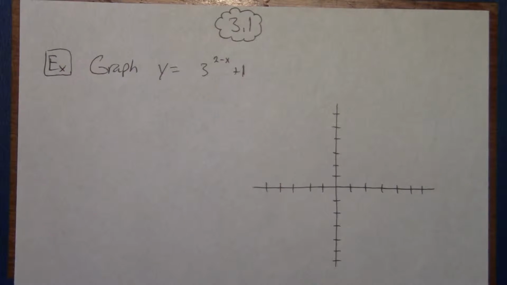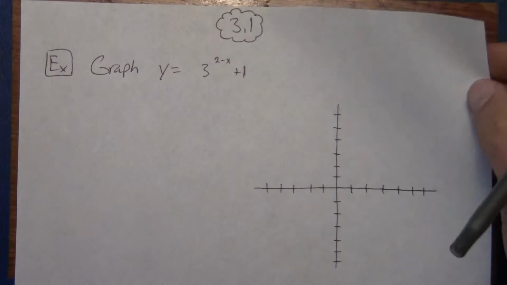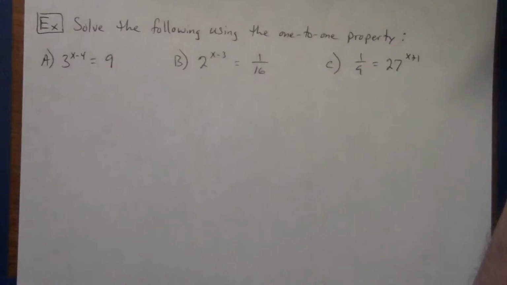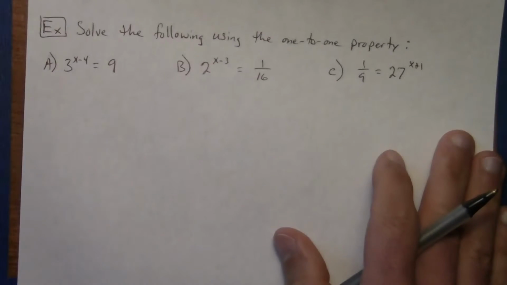Okay, for section 3.1, it deals with exponential functions. The two most common types of problems you see in the homework are graphing an exponential function, like this one, and then being able to solve an exponential function using what they call the one-to-one property. So I'll do those types of problems for you today.